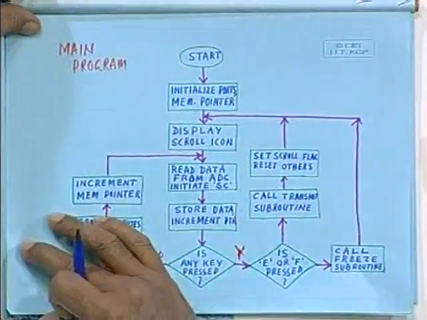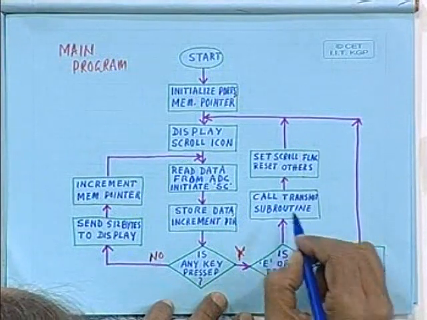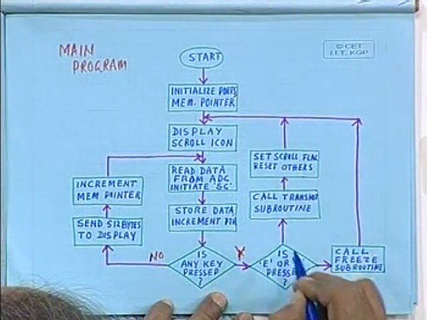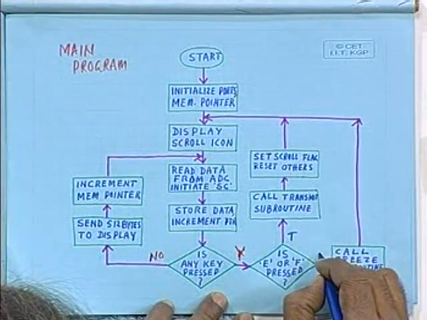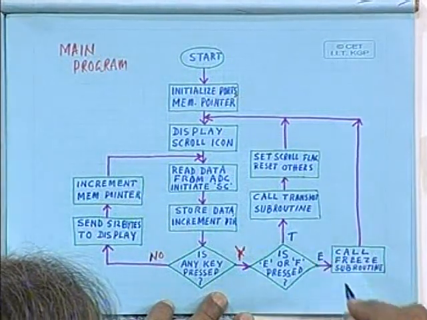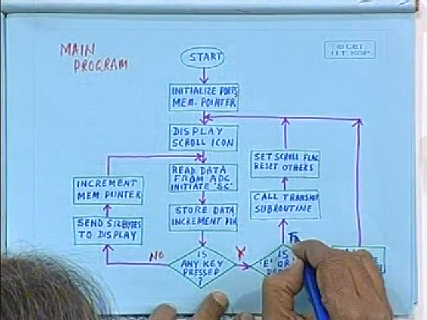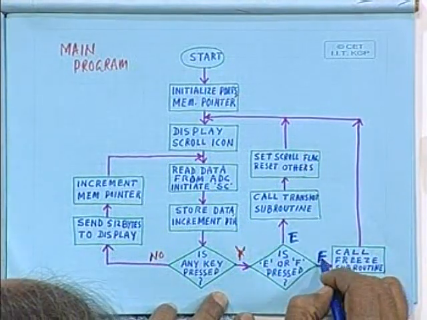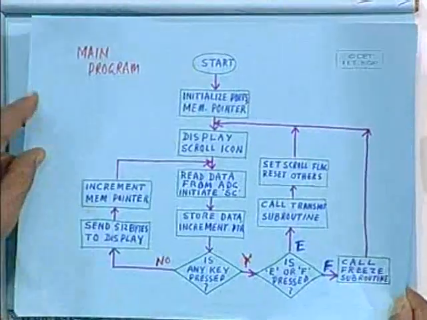Now, when the system is in the scroll mode, it continuously acquires data and keeps it in that 1 kilobyte of RAM. Suppose some key has been depressed, it can be either for transmit or freeze. So it checks whether it is transmit or freeze. Transmit is E. So E or F. If it is F, then it jumps to call the freeze subroutine. Let's see what is done in the freeze subroutine.